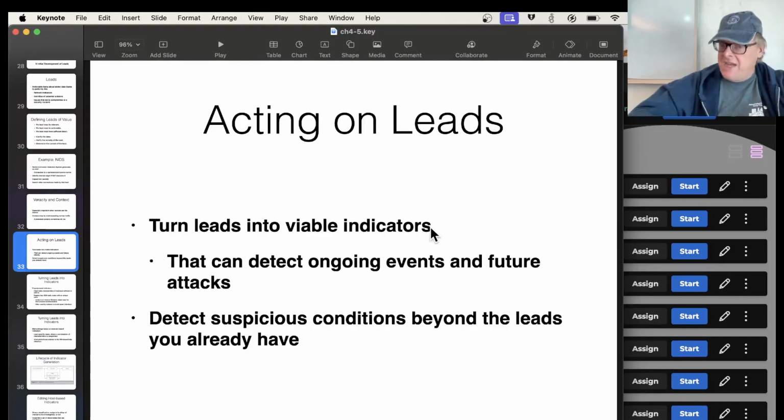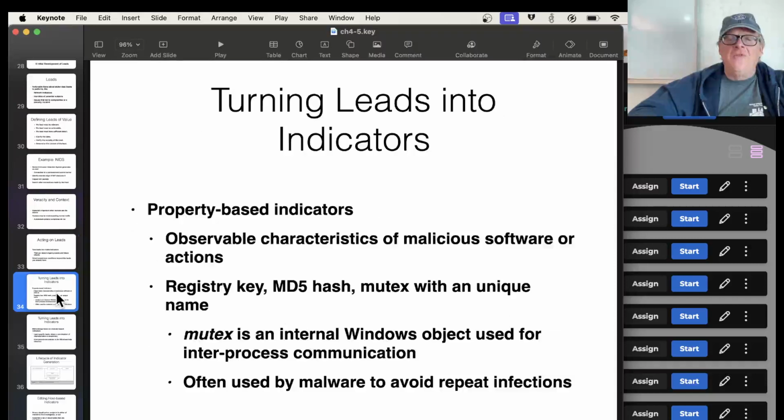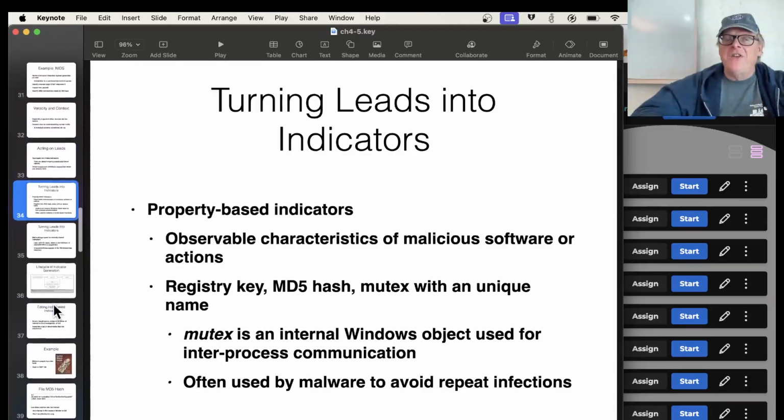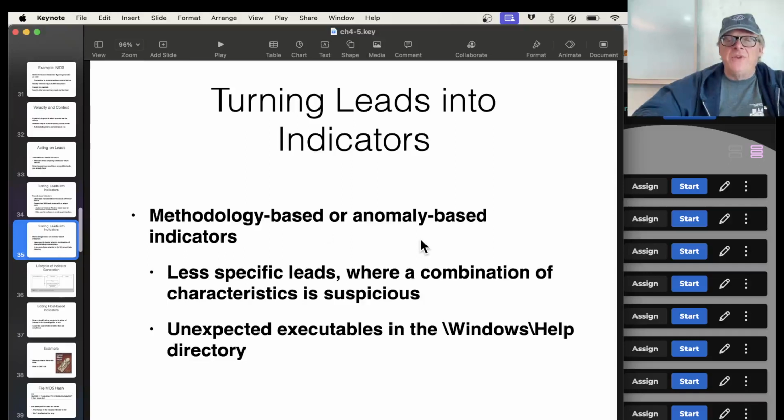Then you turn it into indicators. Turn it into something you can quickly discover, like the name of a file, name of a registry key, something like that, and then you can hunt for that. So property-based indicators are what you usually want: registry keys, hashes, a mutex, which is a mark in the RAM of the machine, a handle, an open handle. And these are things you can easily detect with a scan, and we'll be doing it later with Velociraptor. So that's what they're good for.